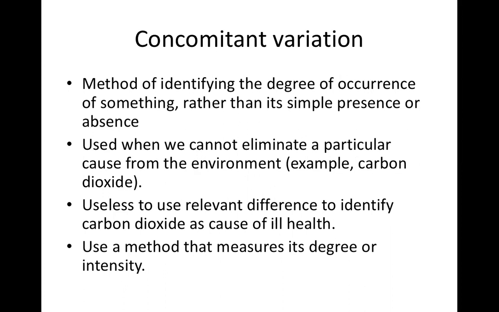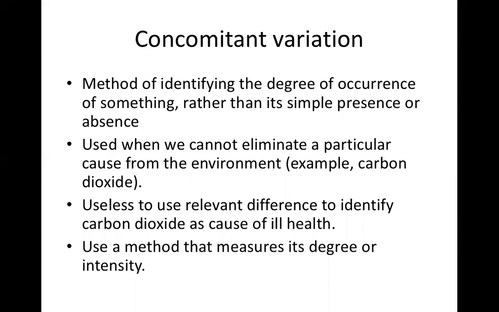Concomitant variation is a method of identifying the degree of occurrence of something rather than its simple presence or absence. So you use this one to identify the degree or intensity of something, not whether such a thing is present or absent. It is used when we cannot eliminate a particular cause from the environment.